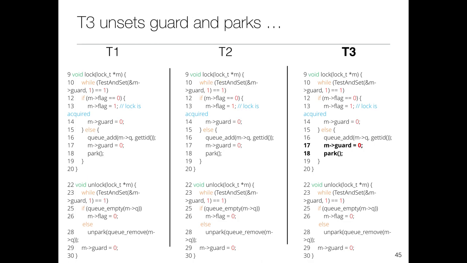Now, context switch back to T3. T3 will set the guard variable to 0 because it's done with the queue operation. We require the guard variable only when we're trying to modify the flag or the queue. We unset the guard variable and we park. So T3 is now put to sleep. T3 won't be context switched in till its unpark is called. You see the importance of this? We won't have to unnecessarily context switch in T3 and have it spin wait. So all of this is avoided.